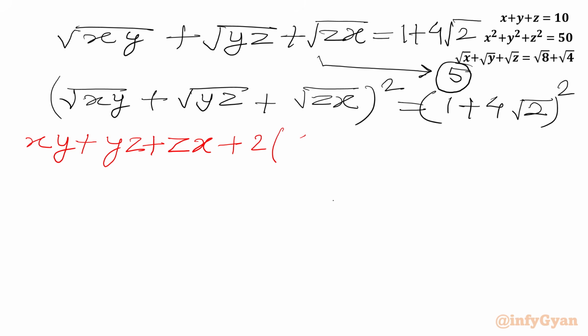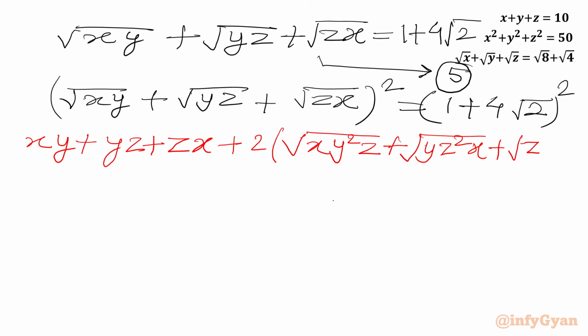in bracket square root of xy times yz. So we can write square root of xy square z plus square root yz times square root zx, which will become square root of yz square x. Similarly, we will multiply square root zx with square root xy and get square root zx square y. Bracket closed. RHS will be 1 square, which is 1, plus (4 root 2) whole square, which will be 32, plus 2 times 1 times 4 root 2. We'll write 8 root 2.